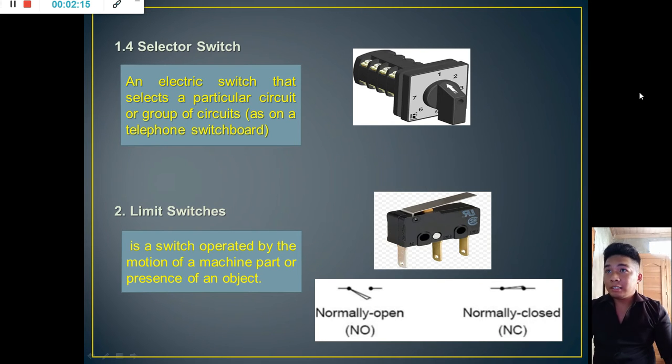Selector switch, an electrical switch that selects a particular circuit or a group of circuits, as in a telephone switchboard. So this switch is commonly used in an air conditioning unit or electric fan. Number 2 is the limit switch, a switch operated by the motion of a mechanical part or the presence of an object. So the limit switch is commonly used in our refrigerator.